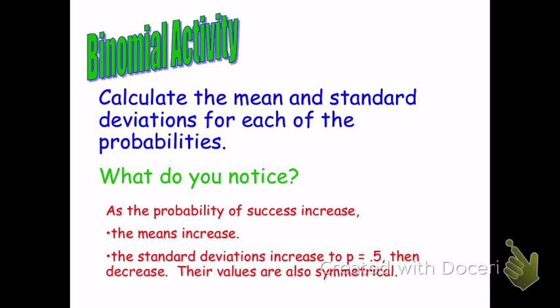Also, as the probability of success increases, the mean increases, which makes sense because mean is n times p. So if my p is 0.1 or my p is 0.9, 0.9 is going to be greater. The standard deviation increases to 0.5, then decreases. Is that for every case? Just for all binomial.